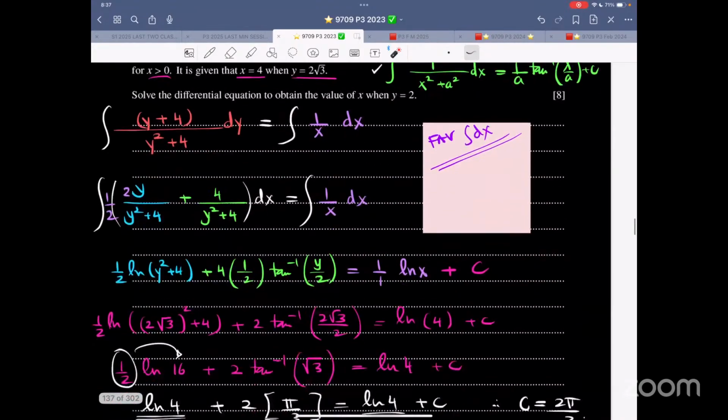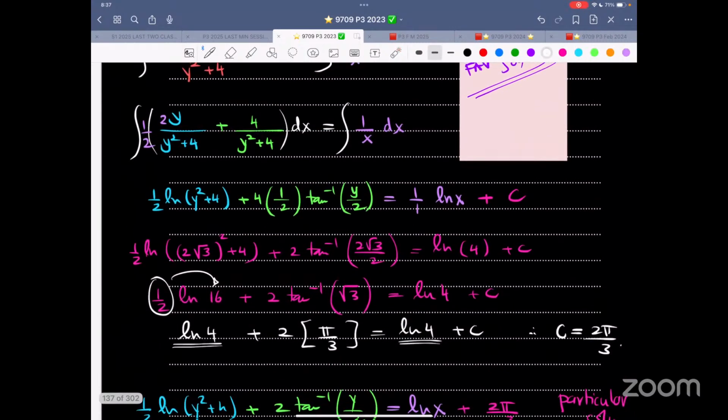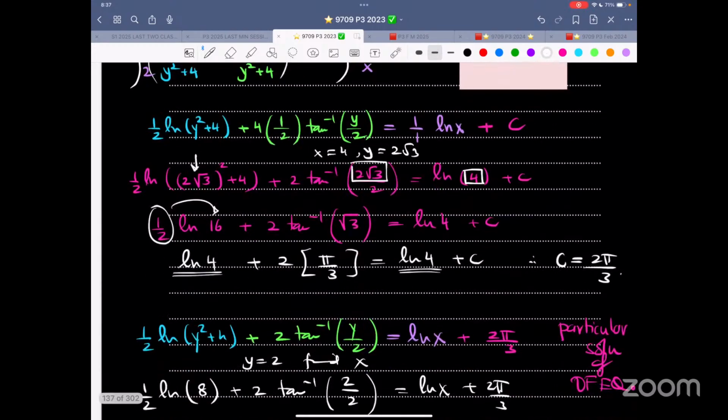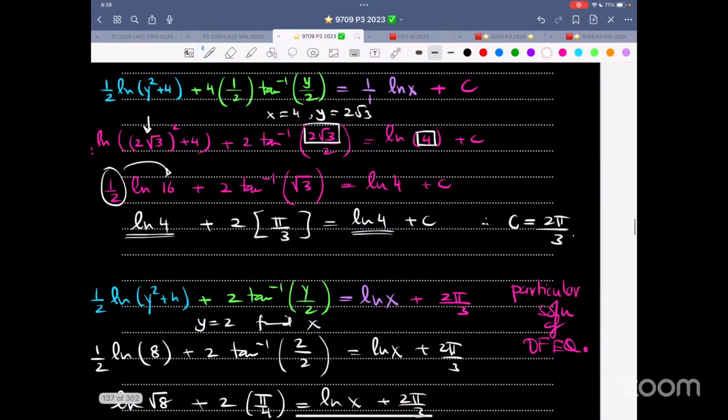X is 4, y is 2/3. So let me write over here. X is 4, y is 2/3. So this y is substituted, and over here, this x is substituted. So now C is coming out to be 2/3 pi. That's a nice number, because ln 4 cancels out.